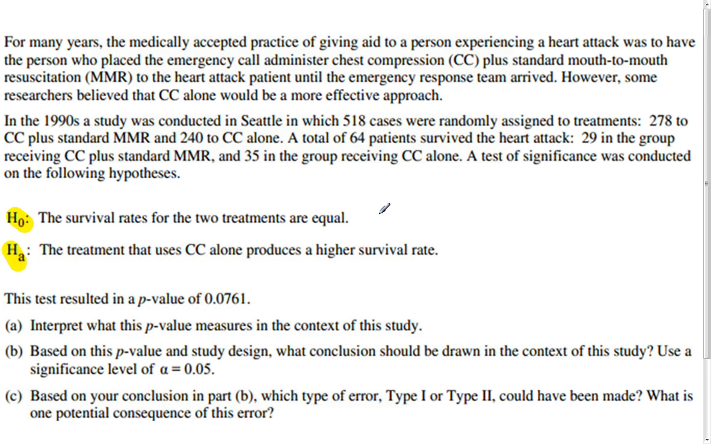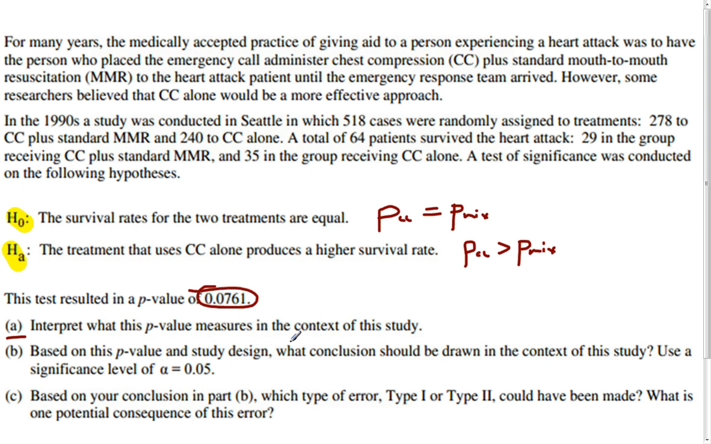So if I had to rewrite that using symbols, I would say proportion for just CC is equal to proportion for the mix, and then the proportion for the chest compressions is greater than the proportion for the mix. So either way, we don't do any calculating, and we're given a p-value right here, 0.0761.